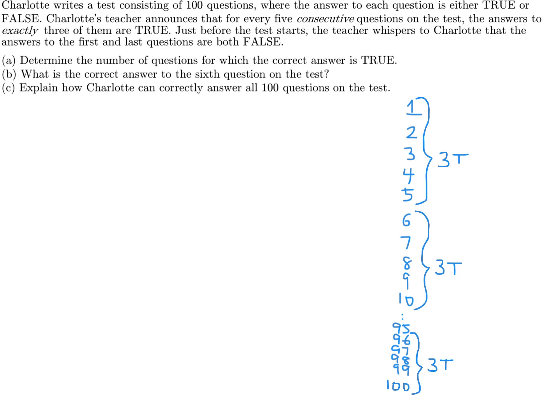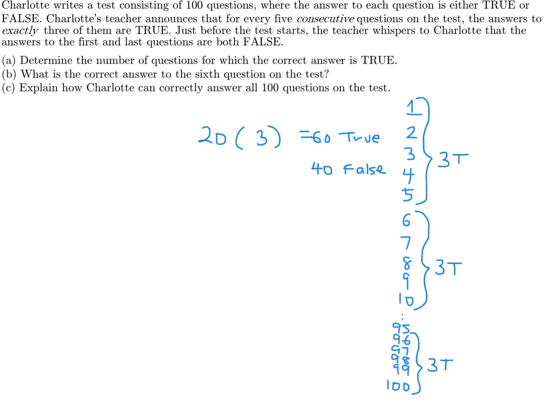So there's 100, and that would mean there's 20 groups of 5. And in each group of 5, there's 3 trues. So the total number of trues is 20 times 3, which is 60. So 60 true, and therefore the other 40, since there's 100 in total, would be false. So 60 questions would have the answer true, and 40 would have the answer false.